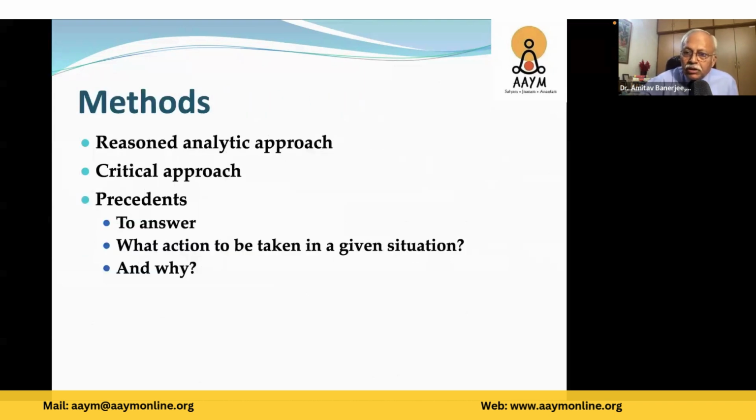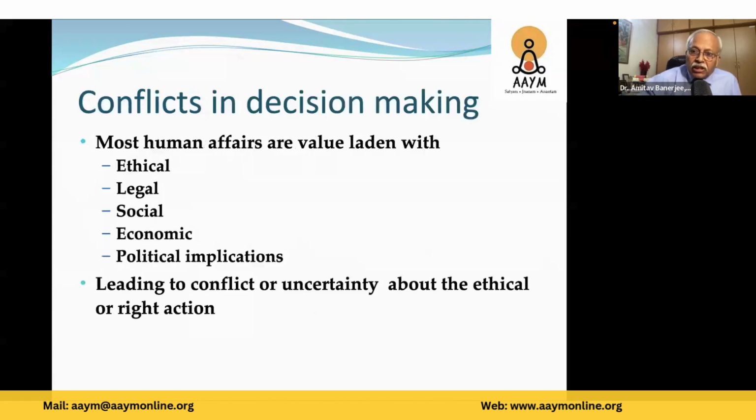So methods can be a reasoned analytical approach. First, of course, you have to use the mind. Then a critical approach. Then precedents. Sometimes, like in legal judgments, court cases become precedent. Similarly, in ethics, what has been the answer in the past, and whether those can be applied to the present situation, present location, or present culture, present people. What action is to be taken and why? What conflicts can arise in this?